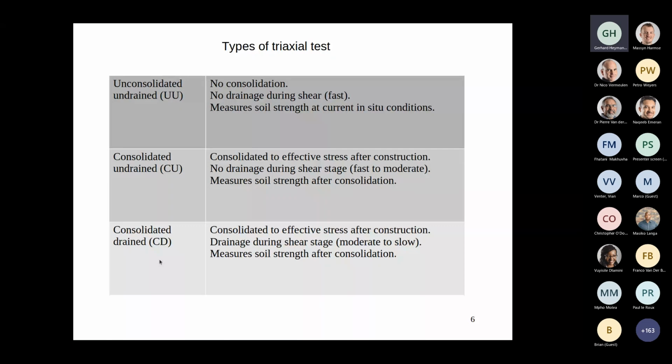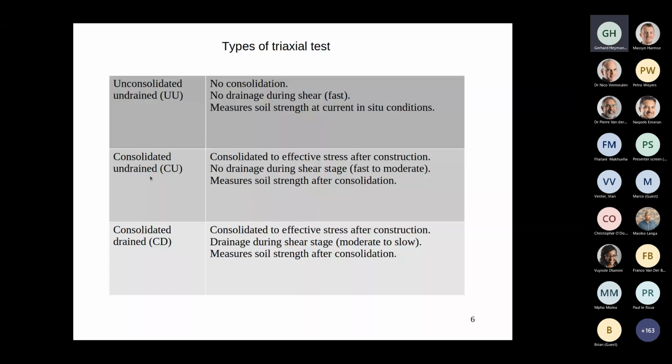Now that sounds rather innocuous, but it has a dramatic effect on the behavior of the soil. Now, what is the purpose of these different tests? In very simple terms, the unconsolidated undrained test, the purpose is to measure the soil strength at the current in situ conditions. In other words, how strong is the soil now in the ground there where we have sampled our material.